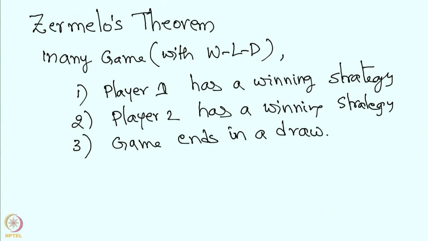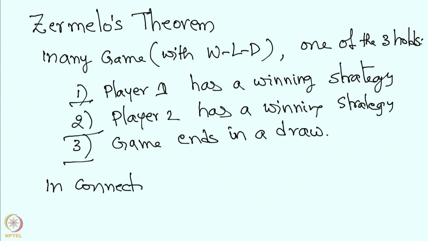So in any game, one of the three holds. In any combinatorial game, we are taking win, loss or draw, all three possibilities are there. In such games only one of these three will hold. So this result is a very bold result, and Zermelo actually discussed this problem in connection with chess.